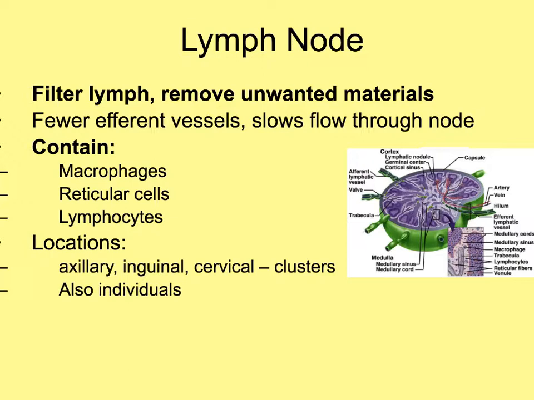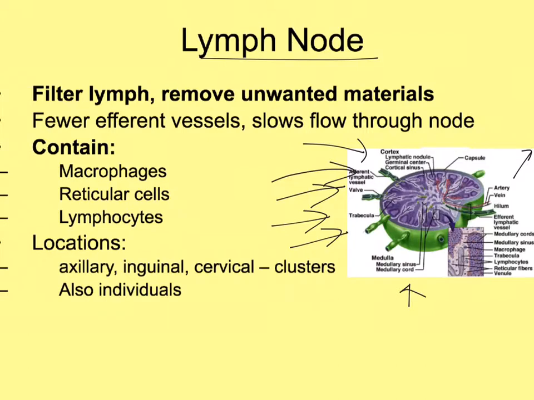So how does a lymph node work? How do they actually work? Here's a picture of one. I don't expect you to memorize the structure of a lymph node, but what I want you to realize is it's kind of like the kidney. The blood can flow into it faster than it actually flows out of it. There's lots of ways to get into it, but there's only one way to get out. So what that does is it slows the flow.